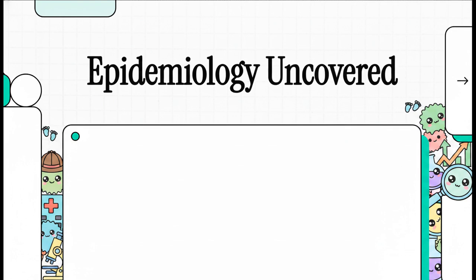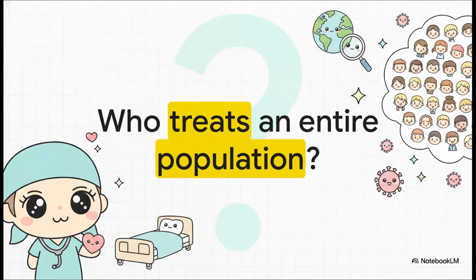Just imagine a scenario for a second. A mysterious illness starts sweeping through a town. There are no fingerprints, no obvious suspects, just a rising count of sick people. So, how do we stop it? Think about it this way. If a doctor treats an individual patient, who treats an entire population?